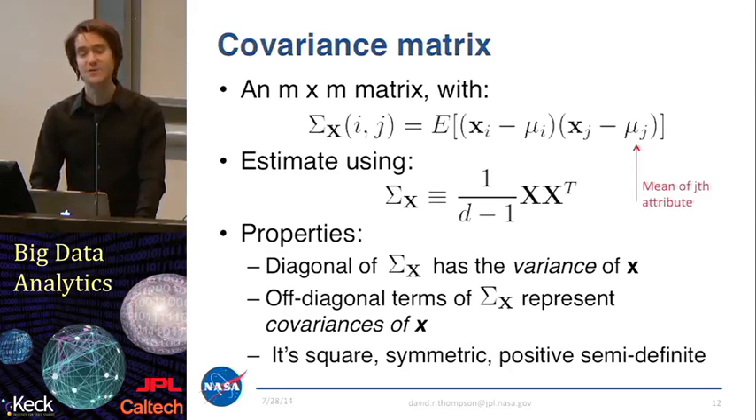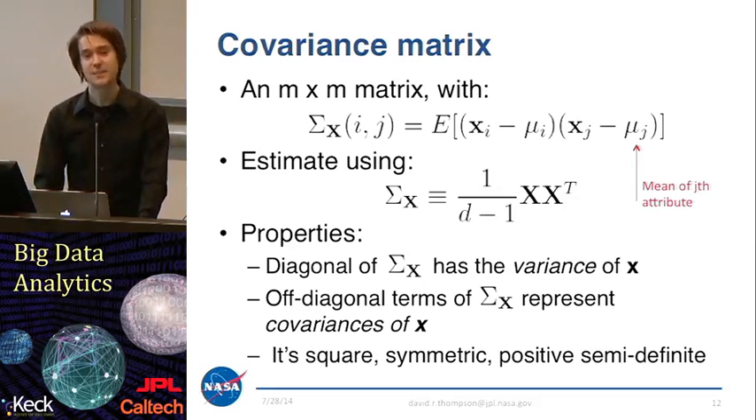You can estimate that using what we call the sample covariance matrix, which is represented by this expression here in the center of the slide. Take essentially the data set and its cross product and divide by the total number of data points minus 1. So, the properties of this covariance matrix: well, the diagonal terms have the variance of the different attributes of X. And the off-diagonal terms, like I said, represent the covariances of X.